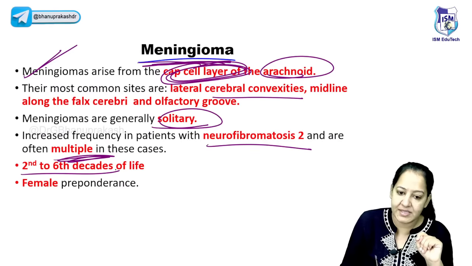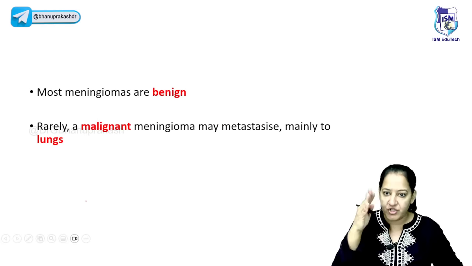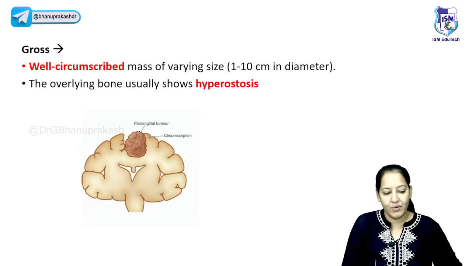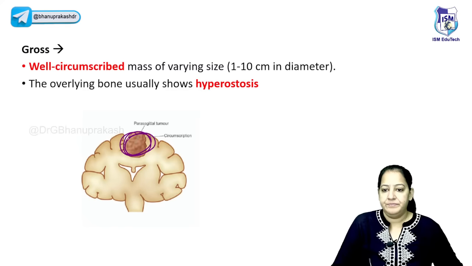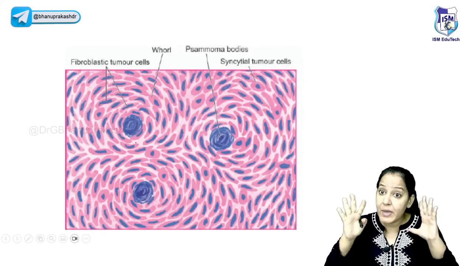It occurs in the second to sixth decade of life, and it is more common in females. That is the introduction to meningioma. It is usually benign, but rarely it converts into malignancy also. You can see the gross: it is well circumscribed, of varying size. Gross is nothing important. Microscopy is very peculiar.